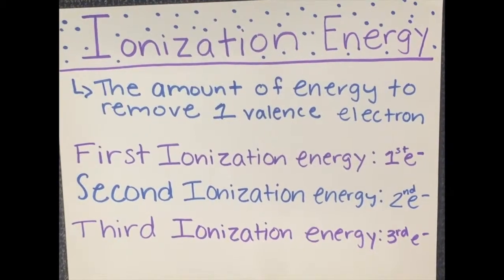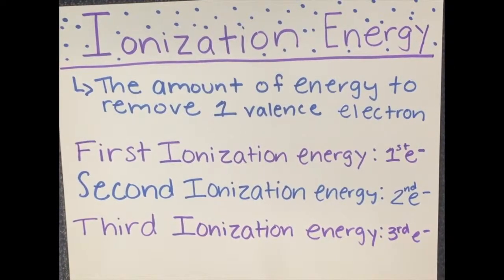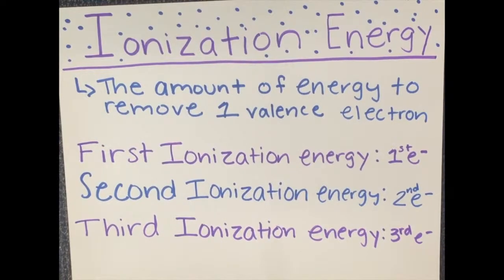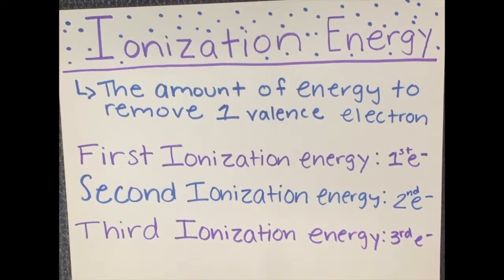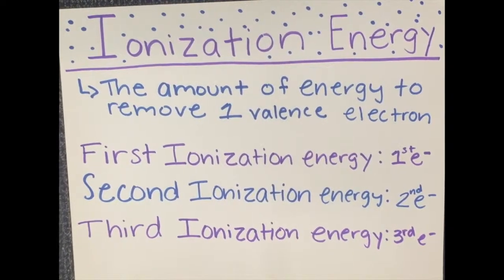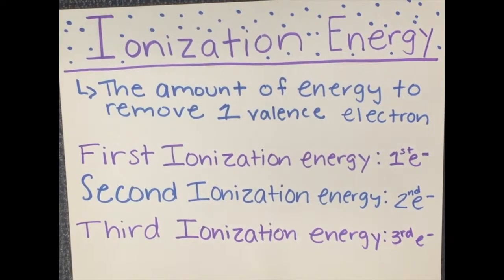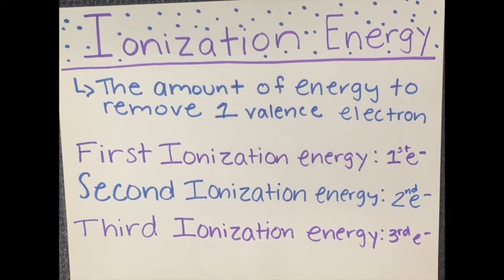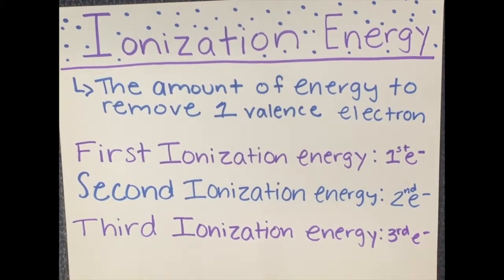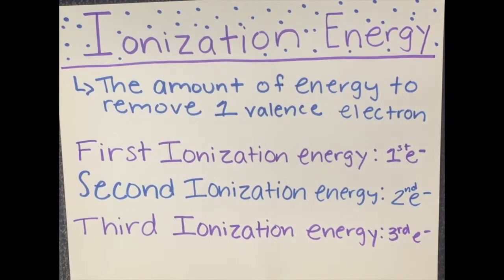The next periodic trend we will be looking at is ionization energy. Ionization energy is the amount of energy to remove one valence electron. To remove one valence electron is called first ionization energy. To remove a second valence electron is called second ionization energy, and to remove a third valence electron is called third ionization energy, and so forth.